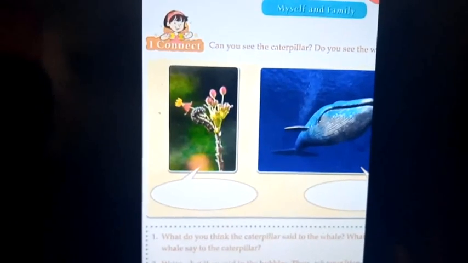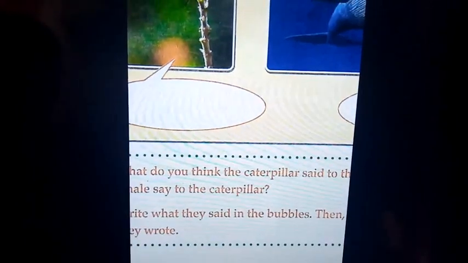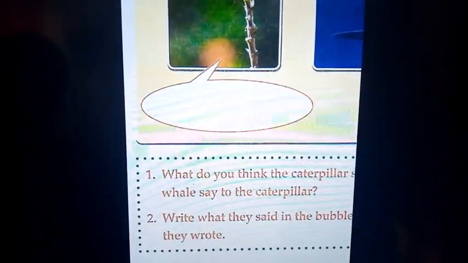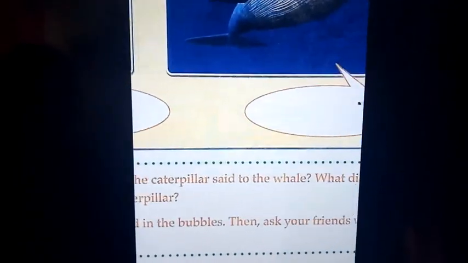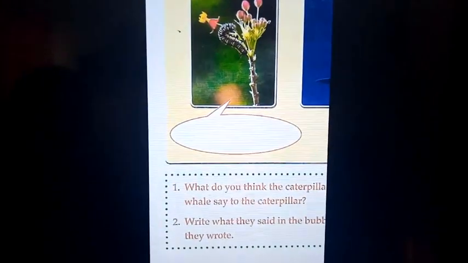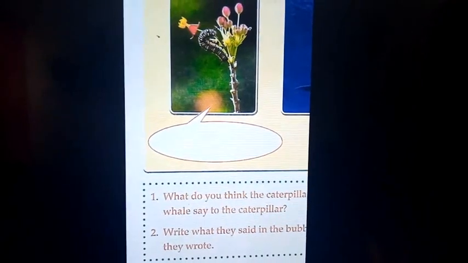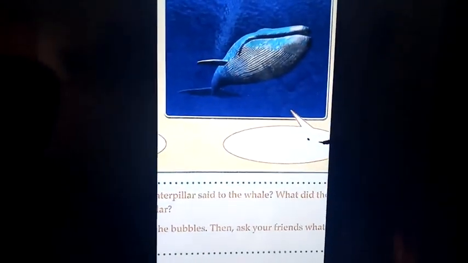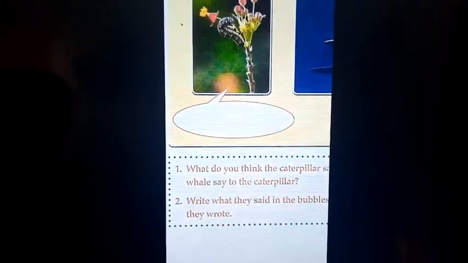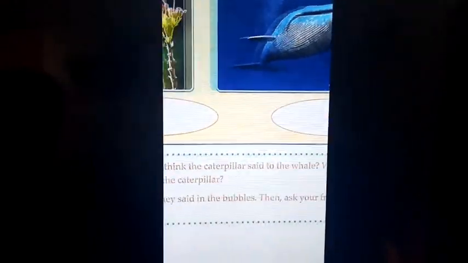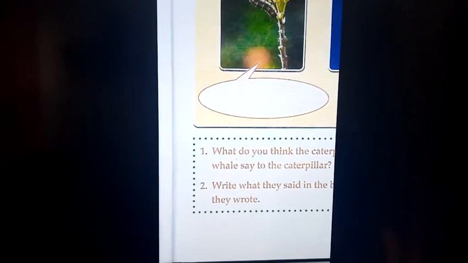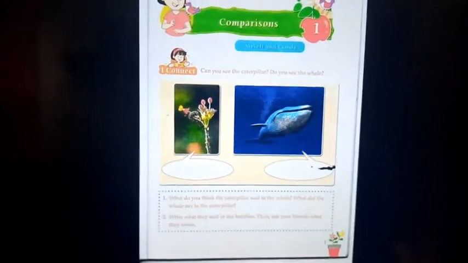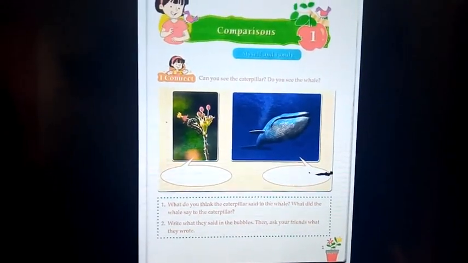Now, what you have to do in this I Connect section is you have to answer the question which is given here. The question is, what do you think the caterpillar said to the whale? What did the whale say to the caterpillar? So you have to make out the conversation which might be going on between this caterpillar and this whale. And the next question is, you have to write what they said in the bubbles, then ask your friends what they wrote. Now, I know this is not possible for you all to discuss the answers with your friend, but this work can be done as a homework for you all, which you can discuss with your friends when you come to the school.